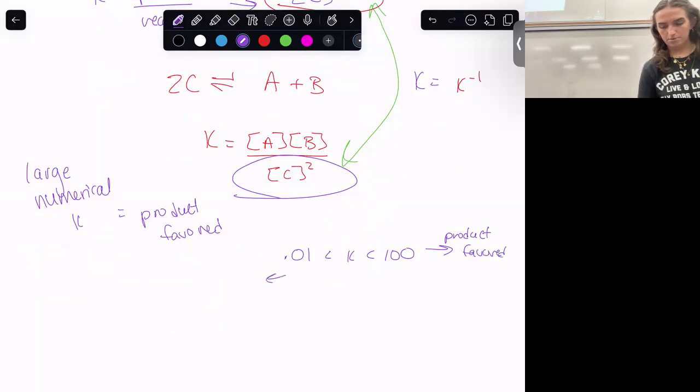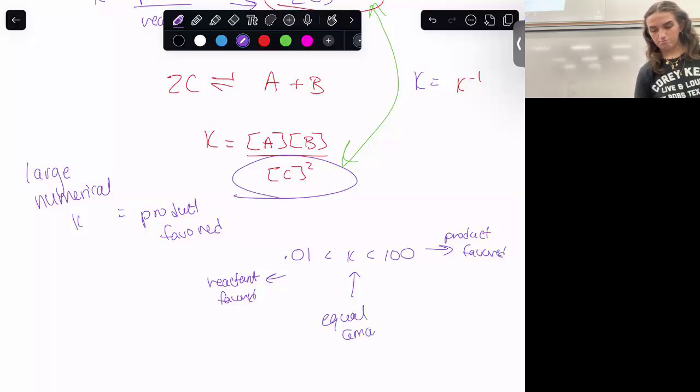Below that, this would be reactant favored. In between, this is equal amounts. You have both product and reactant at equilibrium. You will know if something is going to be product or reactant favored. Usually Ks are like 1.8 times 10 to the 6th, something like that, or 1.8 times 10 to the -6.